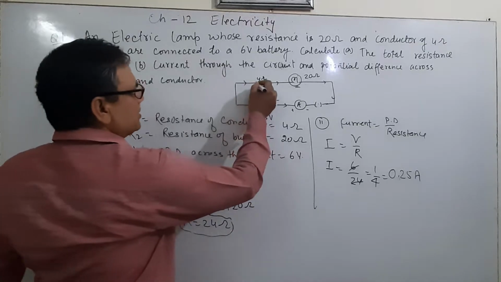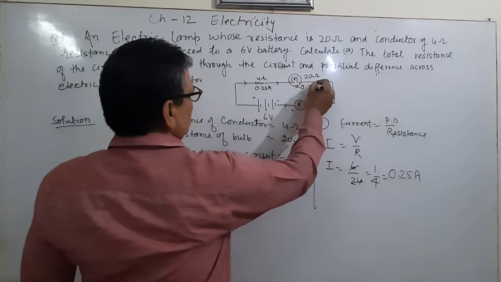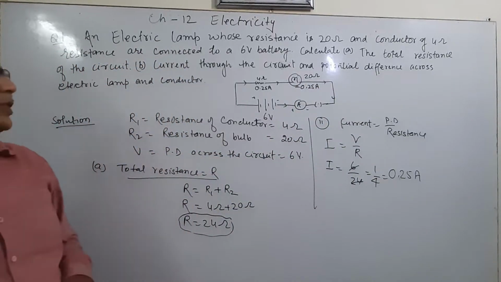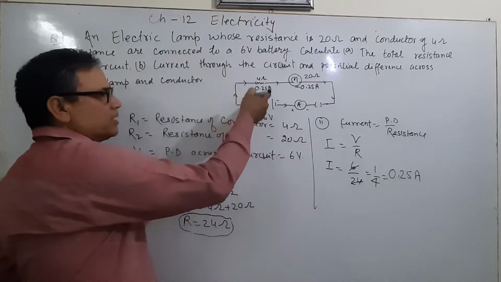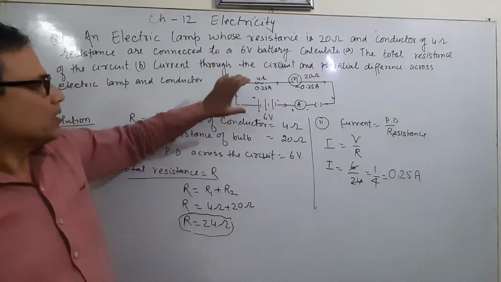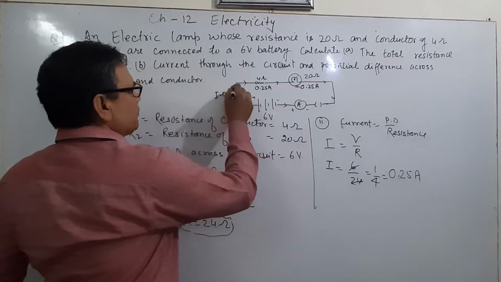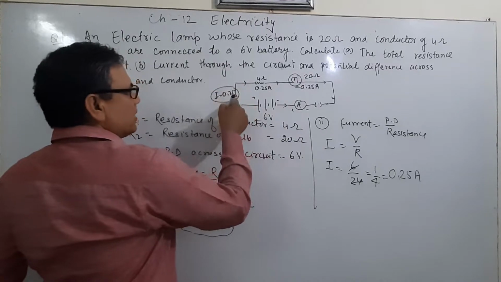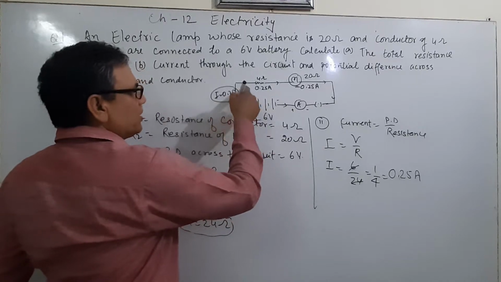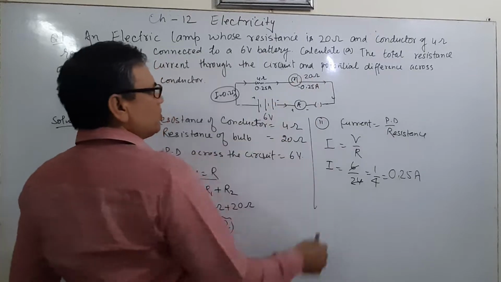It means the current flowing through this resistance is 0.25 and the current flowing through this one is also 0.25. The total current in the circuit is the same as the current flowing through each individual resistance. This current I, which is equal to 0.25, is the current in the whole circuit, and it is also flowing through the 4 ohm resistance and through the 20 ohm resistance.